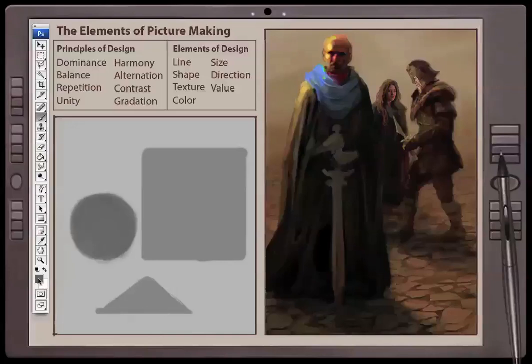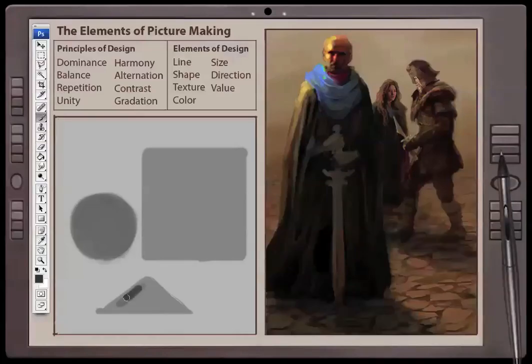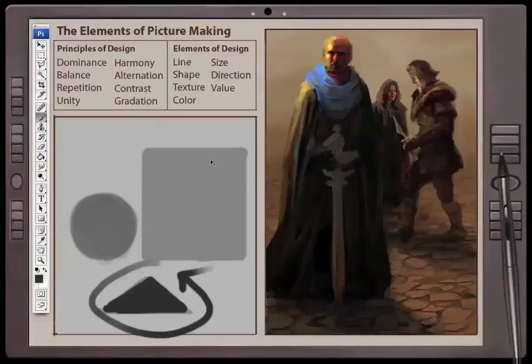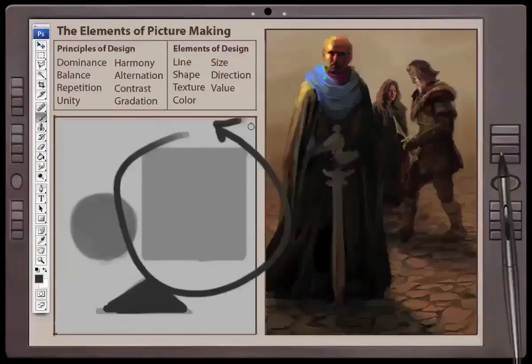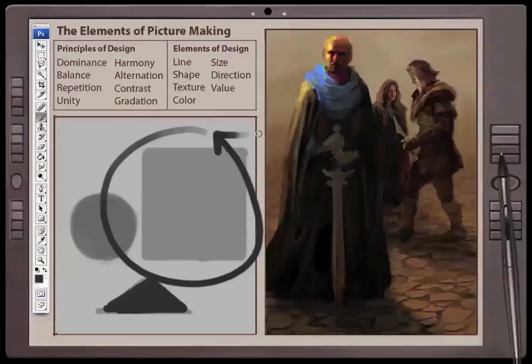If I want strong contrast, then of course I introduce discord. Let's say I make the triangle really dark. Now the triangle does not integrate with the other values because it's too different. How do you integrate that contrasting value? Well, you have to make the color of the triangle the same as the color of the dominant here. So if the dominant shape is blue, then the triangle needs to be blue or some variation of blue so that it integrates with the square.